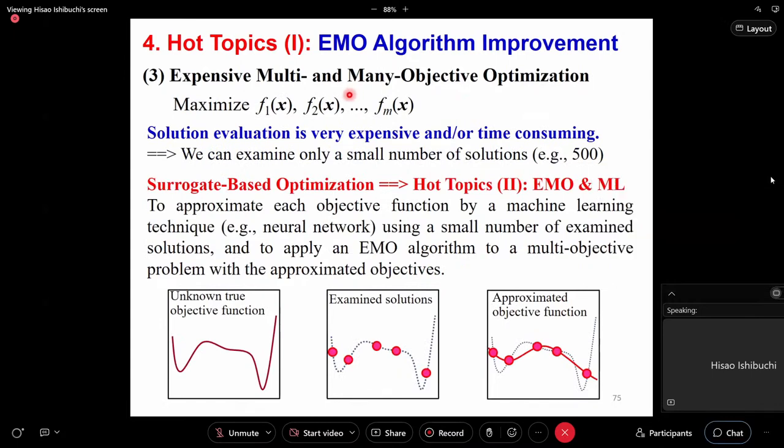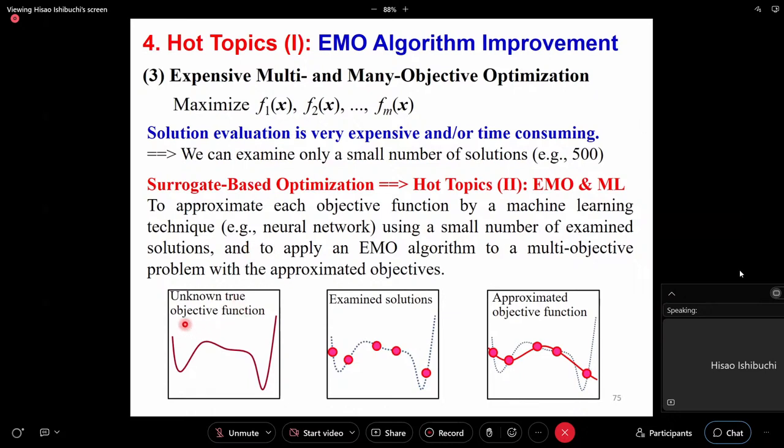And the next topic is expensive problems. In this type of problem, solution evaluation is very expensive and time-consuming. As a result, we can examine only a small number of solutions, for example, 500 solutions. To solve this type of problem, we usually use a surrogate-based algorithm. This is also related to the second type of hot topics, evolutionary multi-objective optimization and machine learning, the combination of MO and machine learning. The basic idea of a surrogate-based algorithm is to approximate each objective function by a machine learning technique, for example, a neural network, using a small number of examined solutions.